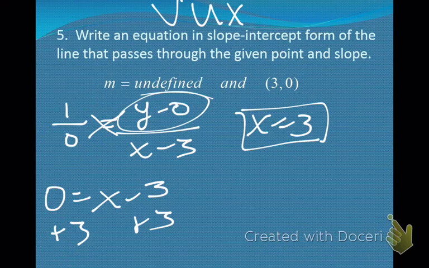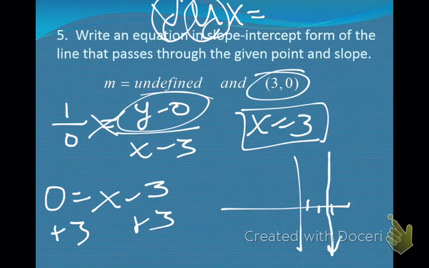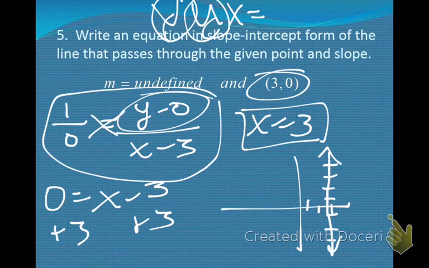And again, if you remember that, it should make sense. Undefined slope means it's going to be a vertical line, and the equation is going to be x equals some number. Vertical line, and since the point is 3, 0, that means your vertical line will go through 3, 0. Every coordinate on this line will have an x value of 3, so it makes sense to just write x equals 3. Okay? Anyway, if that doesn't make sense, then just keep using the slope formula.